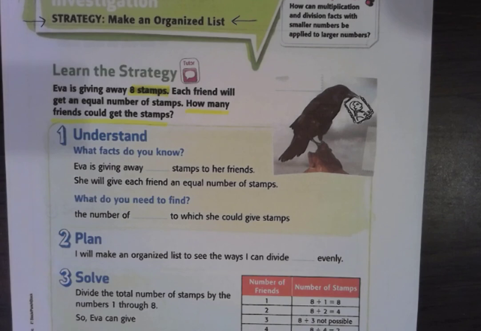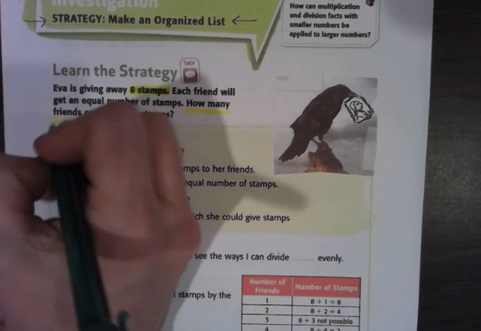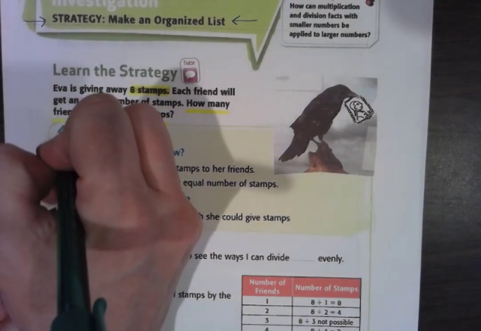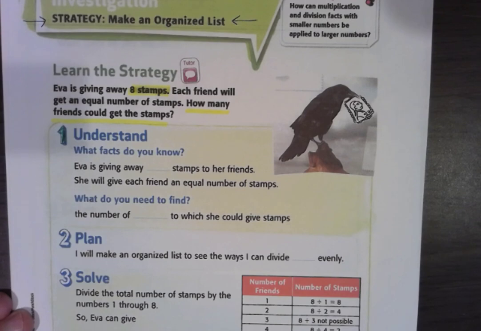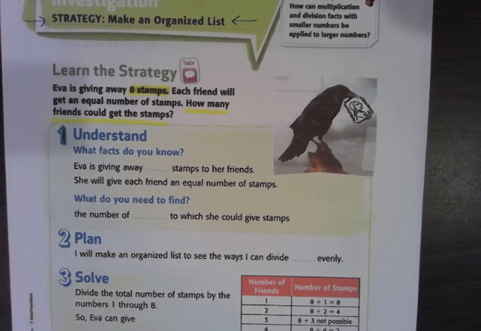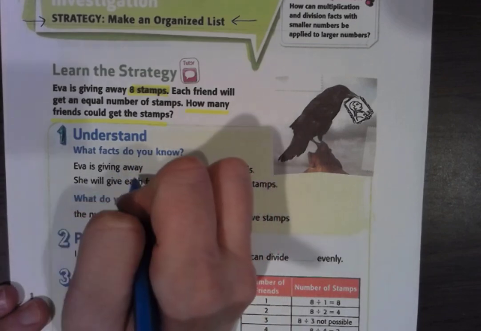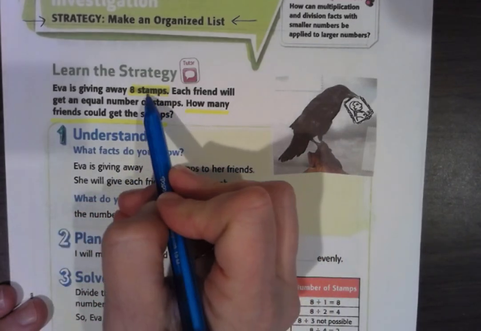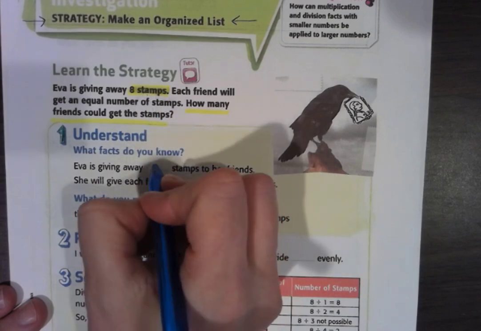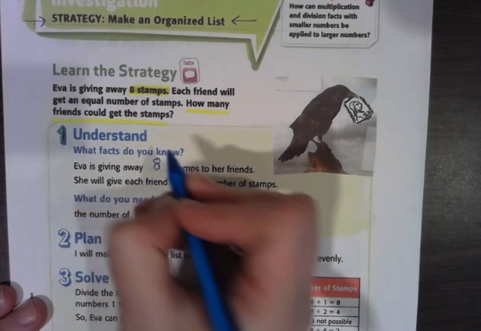Remember, we've taught you the first step in the process is to understand what exactly the problem is asking us to do. Because until we understand that, we can't get started. So we're going to go right here, and I'm coloring things in so you know exactly where I am on the page, to step 1, understand. So what facts do we know? Well, we know that Eva is giving away how many stamps? We can look back at the problem and see that she's giving away 8 stamps.